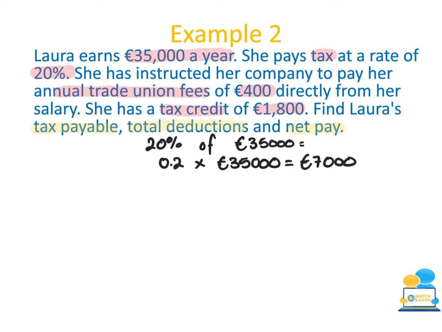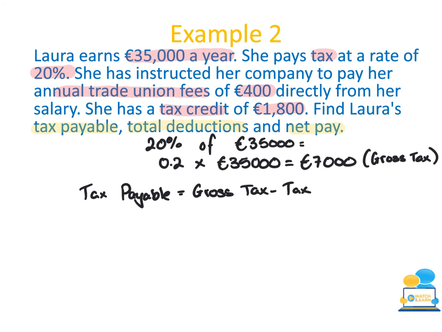This €7,000 represents Laura's gross tax. That is the amount of tax she has to pay before her tax credit kicks in. For us to find her tax payable, we must take her gross tax and subtract her tax credit.